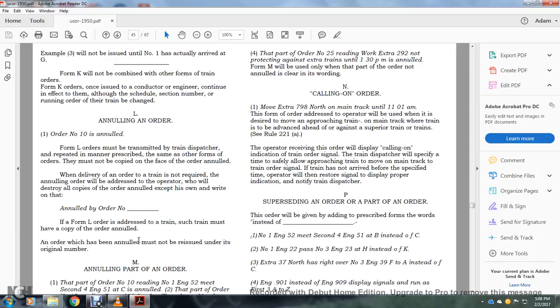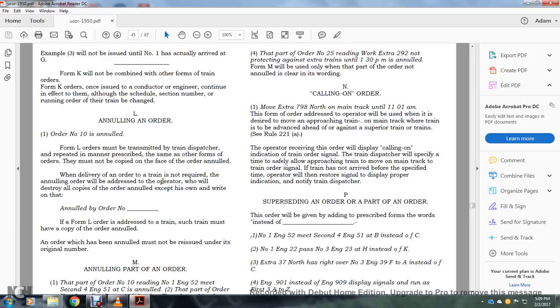All right, L. Annulling an order. Order number 10 is annulled. Form L must be transmitted to the train dispatcher, repeated in the manner prescribed for the other forms of orders. They must be copied with the face and number of the order annulled, whenever delivering the order to a train. The order is not recorded.